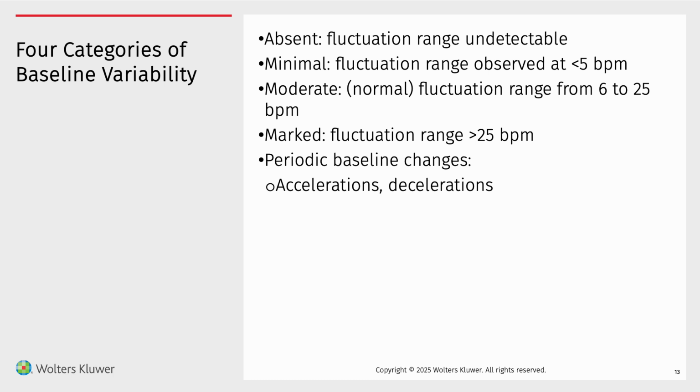This slide here highlights one of the most critical components in interpreting fetal heart rate patterns, baseline variability. Variability reflects the autonomic nervous system activity of the fetus, specifically the balance between sympathetic and parasympathetic tone. It's one of the best indicators of fetal oxygenation and well being. There are four recognized categories of the baseline variability.